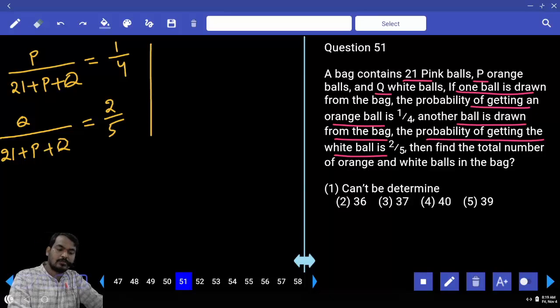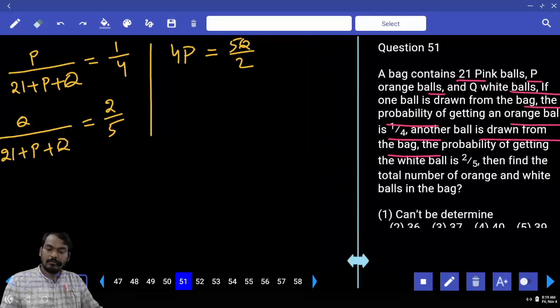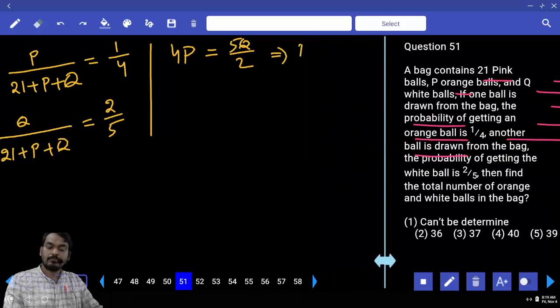Then we write, first one is 4P or not? Second one 5Q by 2 or not? These two are equal or different? Equal or not? Yes or no? 4P equal to 21 plus P plus Q. 5Q by 2, it is equal to 21 plus P plus Q or not? Okay. This one we write P by Q equal to how much? P by Q 5 by 8.